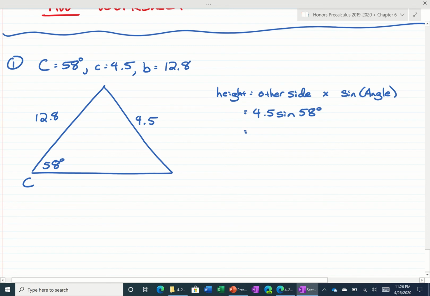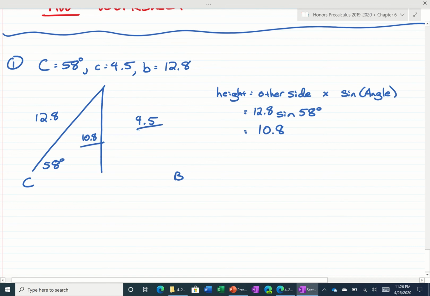4.5 times the sine of 58 is 3.8. Is that right? Did I do it right? 12.8. Oh, yeah. Sorry, guys. It's not 4.5. The other side is 12.8. So 12.8 times the sine of 58 is 10.8. That's right. So the height would be 10.8. Well, look, that's bigger than this side.